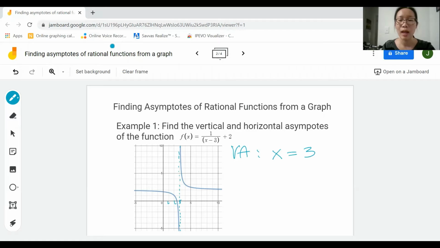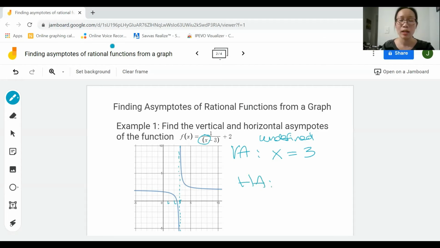If you'll notice, x equals 3 is also the value that makes this denominator 0. When it makes a denominator 0, this is called an undefined value. Vertical asymptotes always happen at undefined values, but only if that makes the denominator 0 and not the numerator 0 as well. The second part of this was to find the horizontal asymptotes.